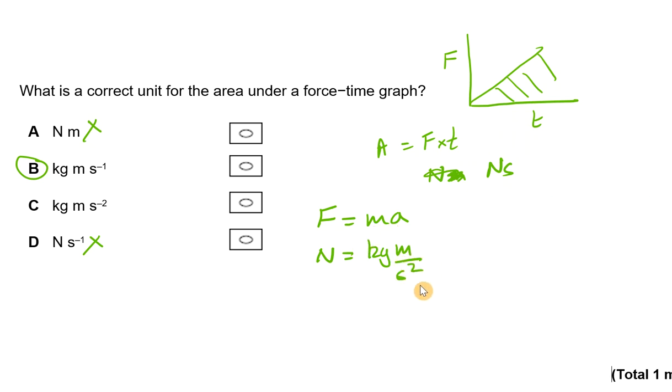So if I substitute kilogram meters per second squared for newtons into these sets of units here, I'm going to discover that I've got kilograms, meters, seconds per second squared, and now I can cancel 1 second on the top with 1 second on the bottom. So I've got kilograms, meters per second, which is answer B.